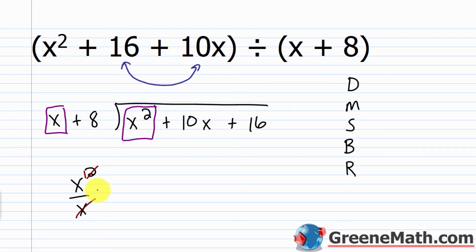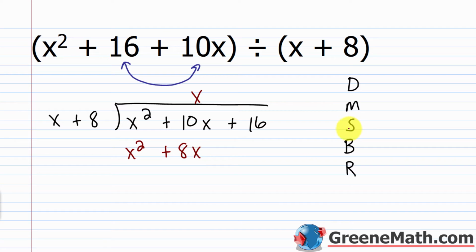Again, this is the spot for x squared. This is the spot for x to the first power. This is the spot for a constant. So we're going to put our answer here because it's x to the first power. So that's going to go right there. And then we're going to multiply. Remember, when I multiply by everything. So x times x is x squared. X times 8 is plus 8x. And then I subtract. I subtract this guy away.